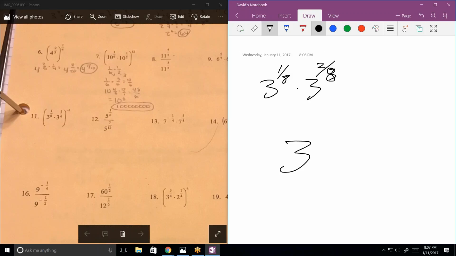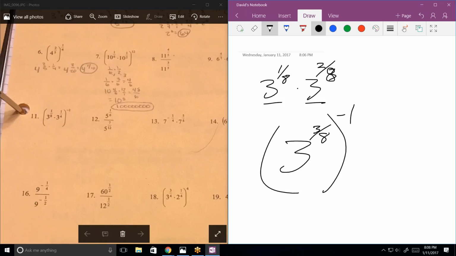We're adding here because we're multiplying the bases. So it's 3 to the 3/8. Yeah. So it's not 3 3/8. It's 3 to the 3/8. Remember, those are different. 3 to the 3/8 is not the same as 3 3/8. 3 3/8 is a proper fraction.